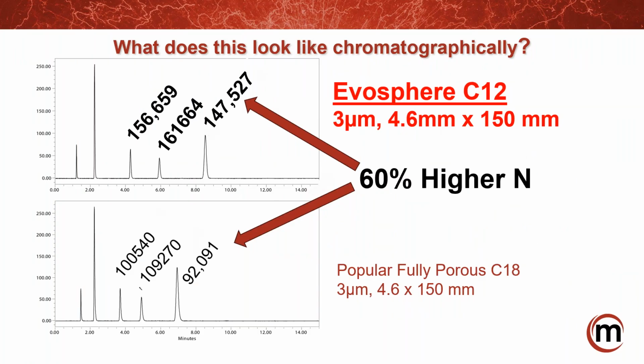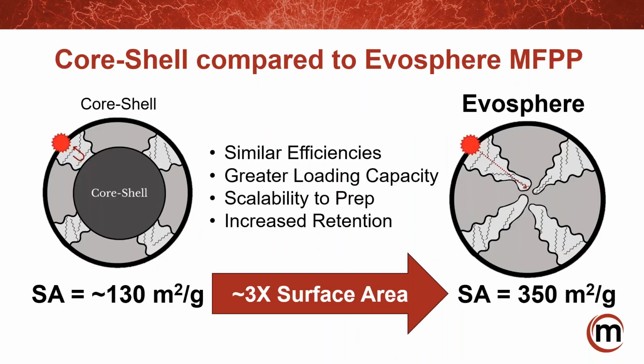So what does that look like chromatographically? Almost a 60% increase in plates. Well, so you're like, okay, I have a material that gives me a 60% increase in plates. That's interesting for the particle size. That sounds like superficially porous or core shell material. So what's so cool about that? Why is this interesting? Well, when you compare core shell to Evosphere, what you have here is 3 times the surface area on a fully porous material.